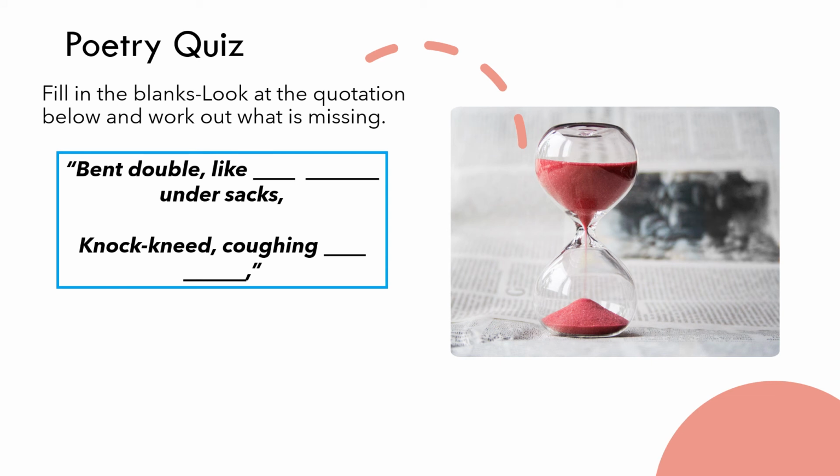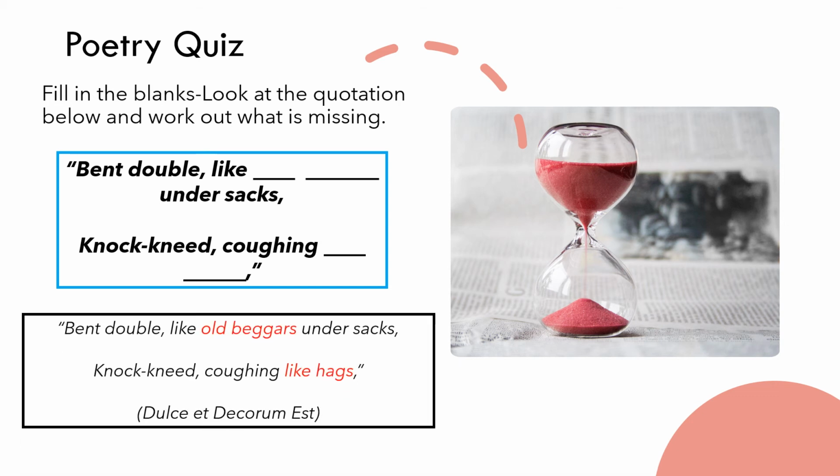So, bent double like something something under sacks, knock-kneed, coughing, blank blank. So think you've got 4 things to figure out, 4 spaces to fill up. If you need a bit of extra time, pause the video. I'm going to go ahead and reveal the answer for this one.